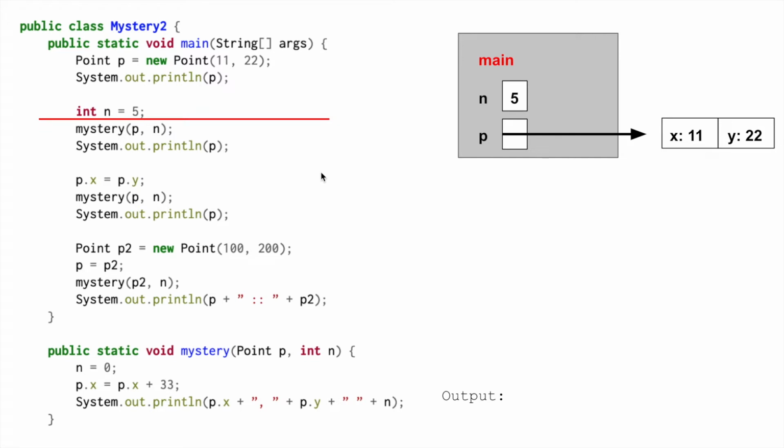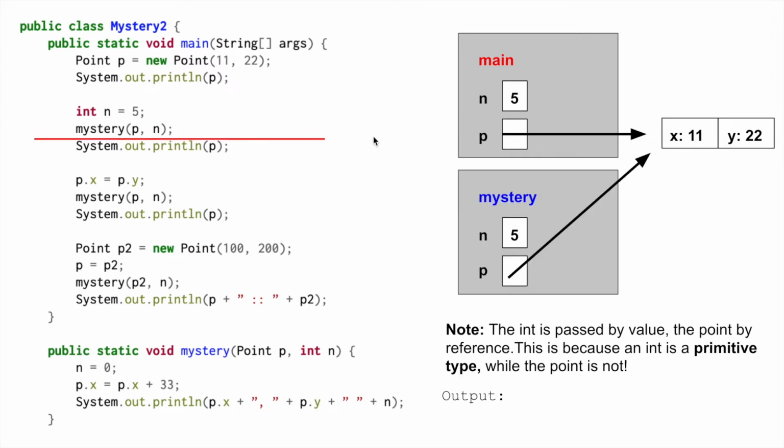Alright, two variables in main, one primitive, one reference. Let's call some stuff. We're going to call mystery now on the fourth line of main. And before we even run mystery, we're going to do a setup that's similar to what we saw in the review slideshow.